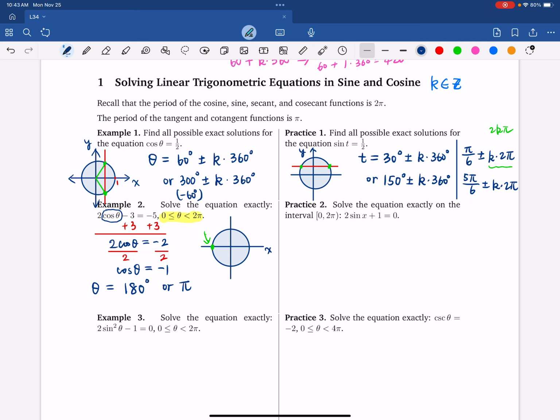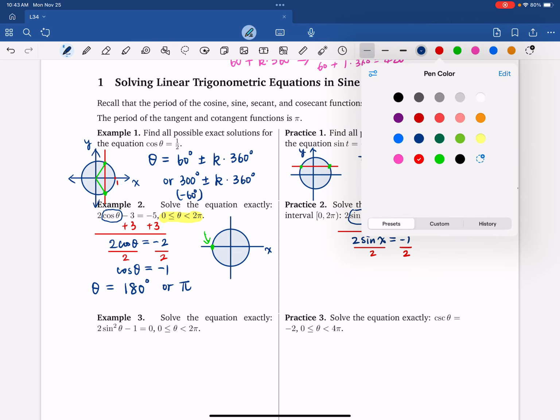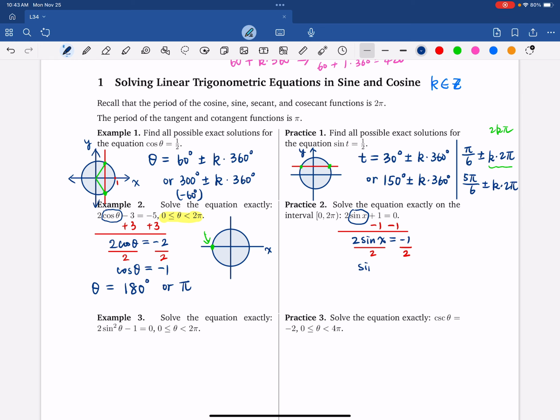All right, practice 2. We have another trig equation, and this time it's an equation of sine. So I'm going to circle that, and we're going to do inverse operations. First, subtract 1 from both sides. This gives us 2 sine of x equals -1. Then we divide both sides by 2, and this will give us sine of x is -1/2.